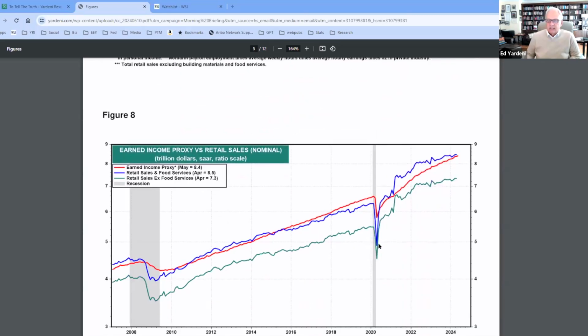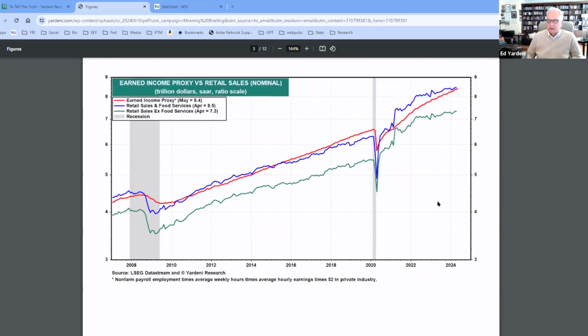This is looking without all that noise, just at the earned income proxy, this time in red, and comparing it to retail sales ex food services and with food services. The bottom line is we should have a relatively good, strong retail sales report in a couple of weeks when that comes out. And personal income, when it comes out at the end of the month, should also be pretty strong.